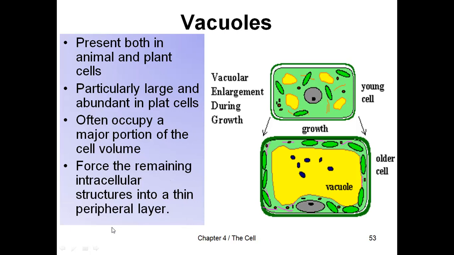Another question can be asked: why are the organelles in a plant cell arranged along the peripheries? The organelles in the plant cells are arranged along the peripheries because of the force exerted by the central vacuole, which pushes the intracellular organelles towards the peripheries.